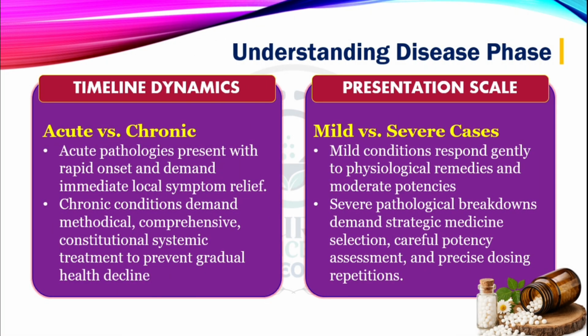Now, understanding disease. Every physician must understand disease phase properly. Acute disease appears suddenly and requires rapid symptomatic management. Chronic disease develops slowly and requires deep constitutional treatment. Similarly, mild conditions may respond to gentle remedies and moderate potencies, but severe pathological states demand careful remedy selection, potency planning, and repetition stability.